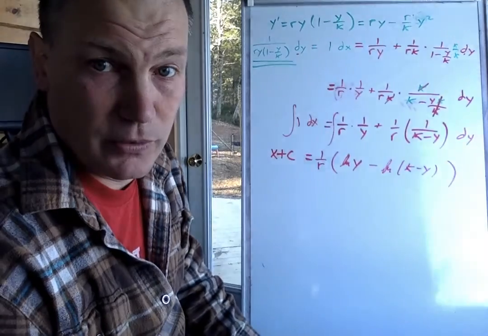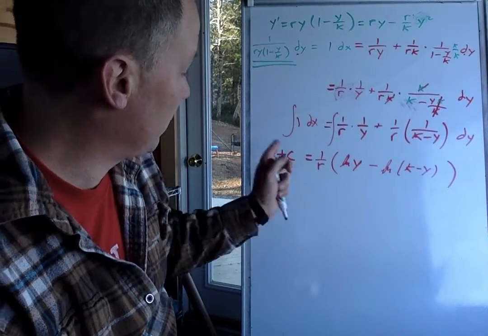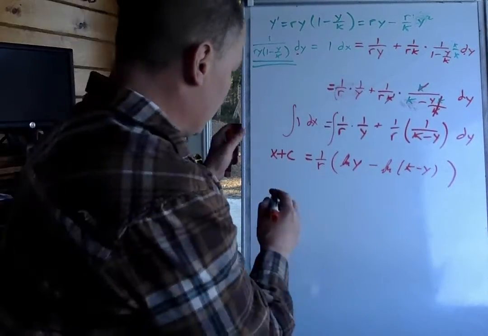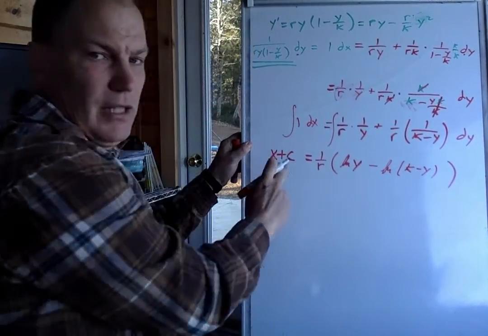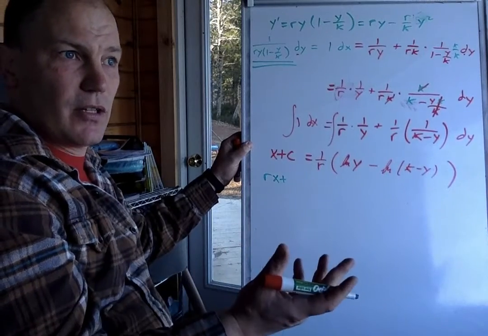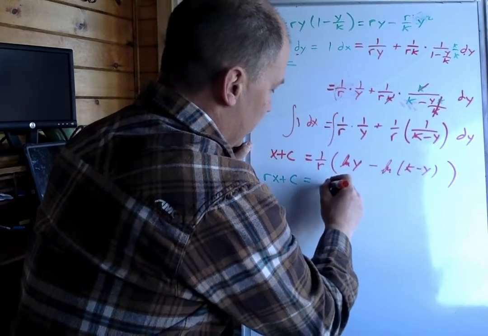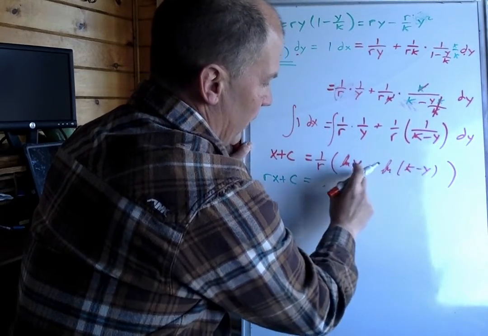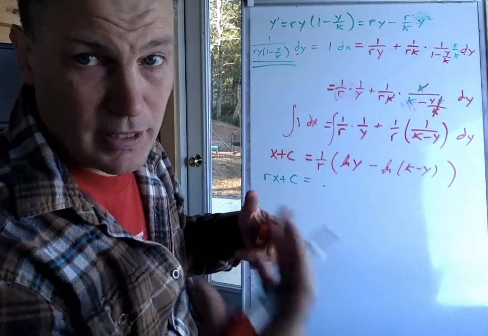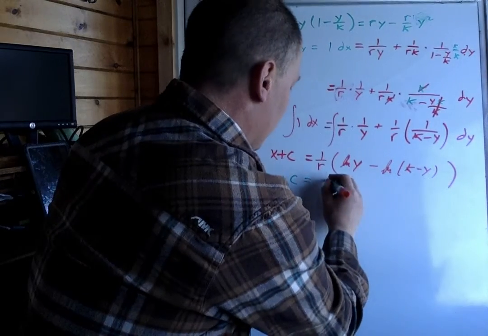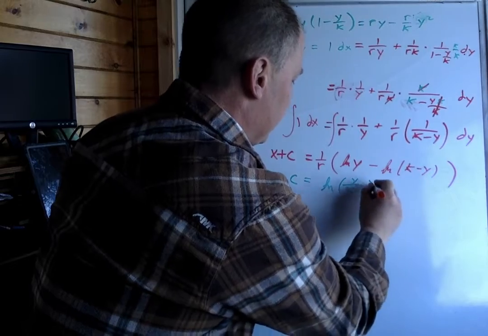So now our goal, as always, is to solve for y. So we are going to multiply everything by r. I get rx plus rc. Well, r times c is still just another constant, so we'll just leave that as c. And then we have this. We might remember that we are able to combine ln's because it's a subtraction, by bringing it inside and turning it into division. So this turns into the ln of y over k minus y.